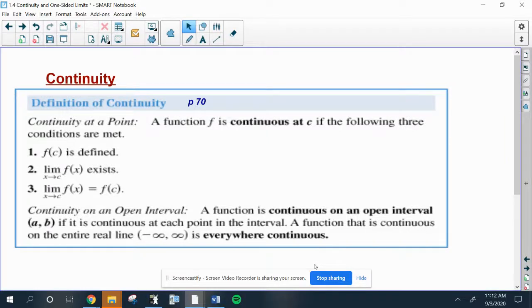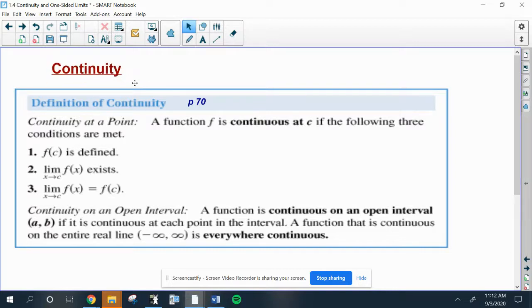Okay, so continuing with chapter 1.4, we've done one side of the limits. Now we're going to talk about the continuity of a function. The reason why this is in chapter 1 is because a lot of your calculus you'll see is going to require a continuity of a function to work. So here's how you tell if a function is continuous.